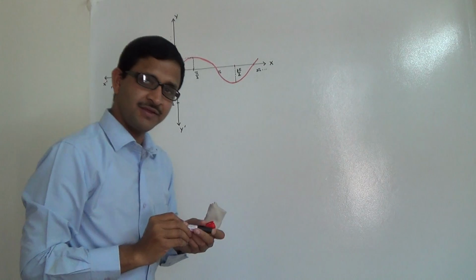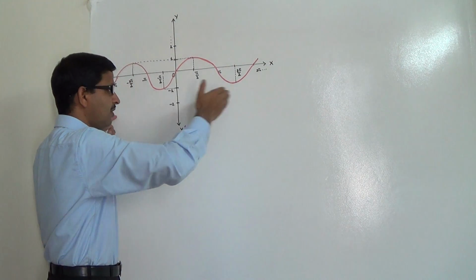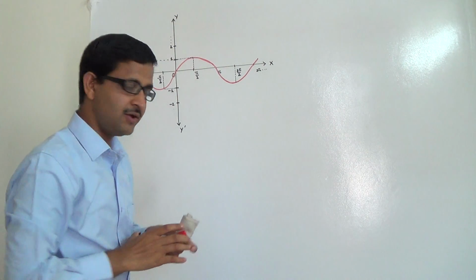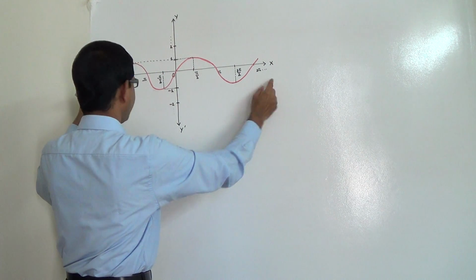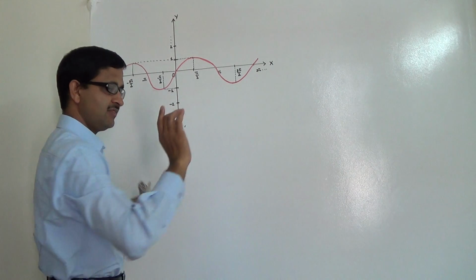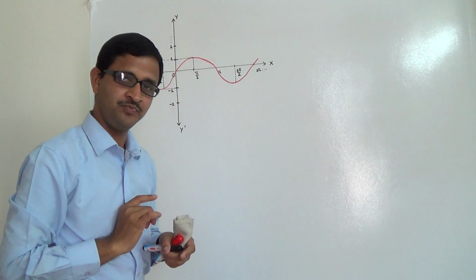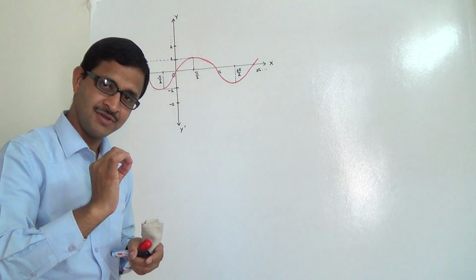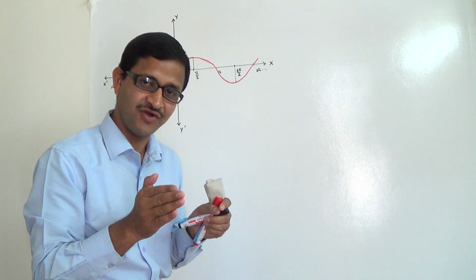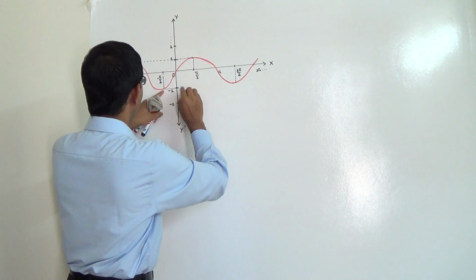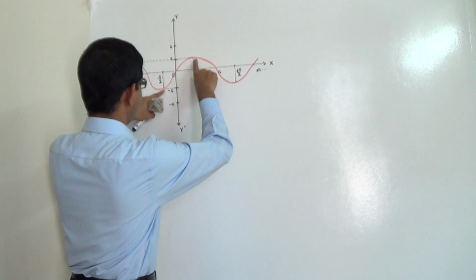So what do we see? What is the domain of this function sine? The domain is that it can take any value, from -infinite to +infinite. That is the domain of sine. And what is the range? The range is the set of values the sine function can return. It can return any value between -1 to +1.